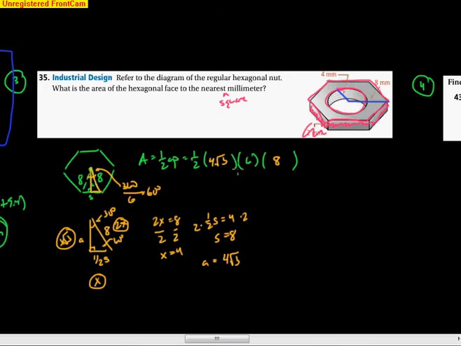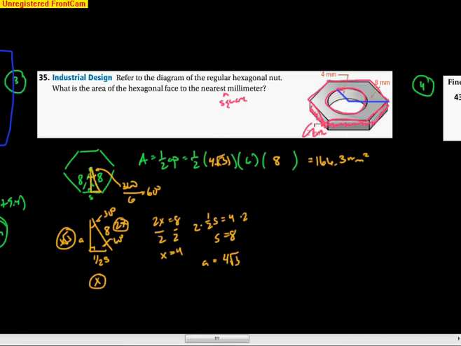And how about that? I just multiply it all out. Be careful of the radical because a parenthesis opens. 0.5 times 4 square root of 3 times 6 times 8. I got 166.3. And that would be millimeters squared. And that's the area of the hexagonal face.